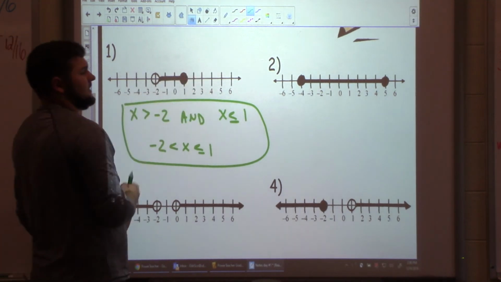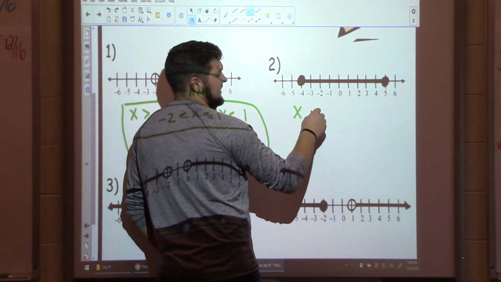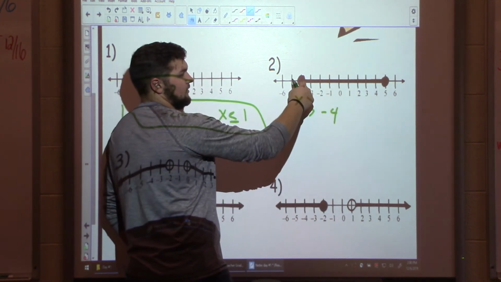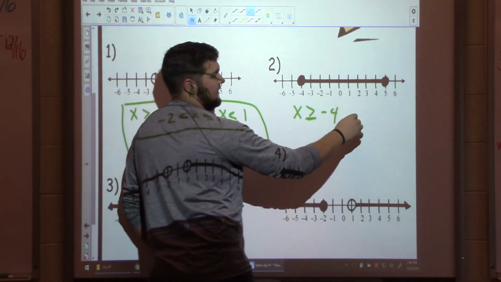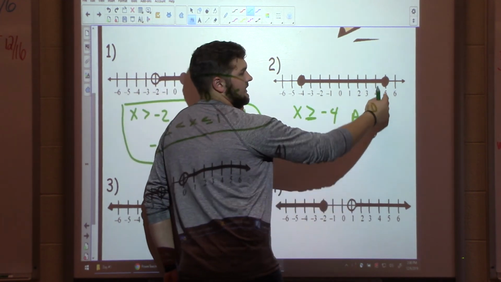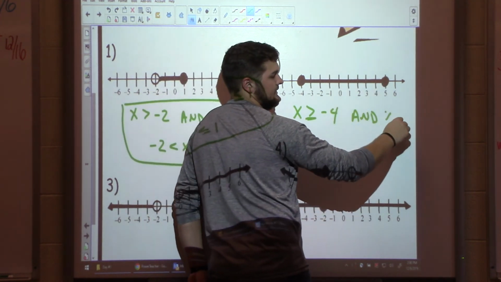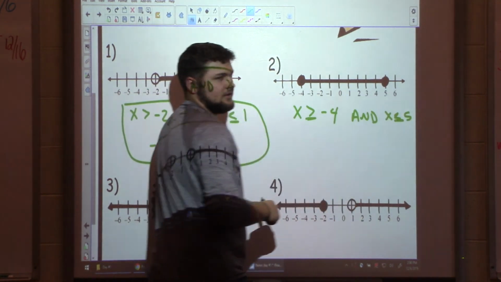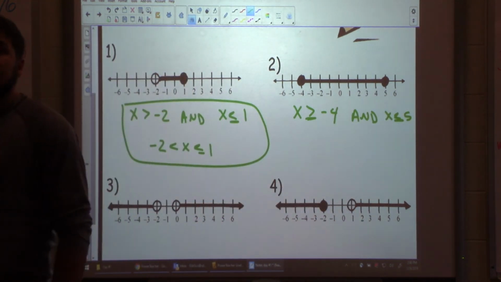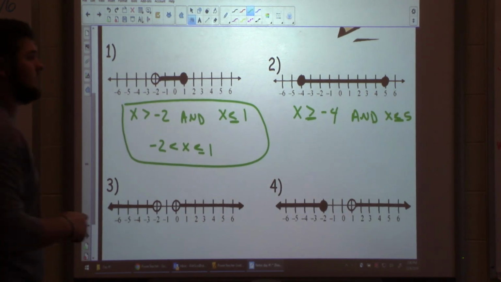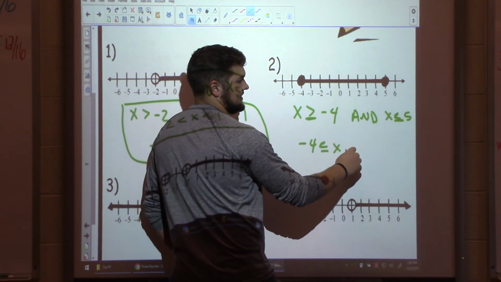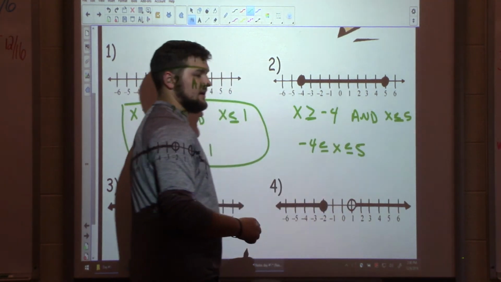Alright, second one, same thing. It's an and problem. I have x is greater than or equal to -4 because it's a filled in dot, and x is less than or equal to 5, it's a filled in dot. So I can leave it as a statement with an and in between, or I can write it as a compound inequality: -4 less than or equal to x, less than or equal to 5.